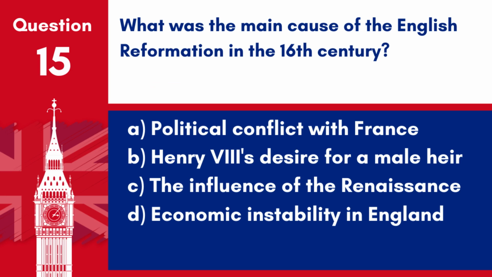Question 15. What was the main cause of the English Reformation in the 16th century? A. Political conflict with France, B. Henry VIII's desire for a male heir, C. The influence of the Renaissance, D. Economic instability in England. Answer: B. Henry VIII's desire for a male heir. The main cause of the English Reformation in the 16th century was Henry VIII's desire for a male heir, which led to his break with the Catholic Church.